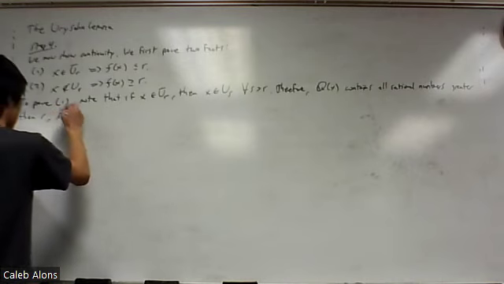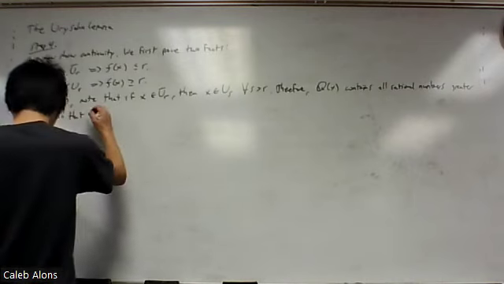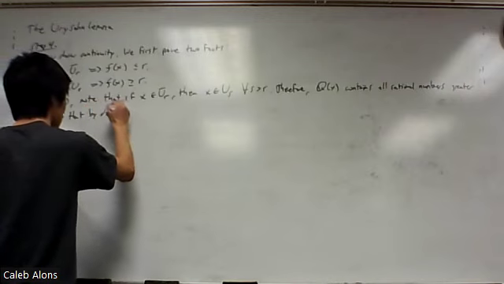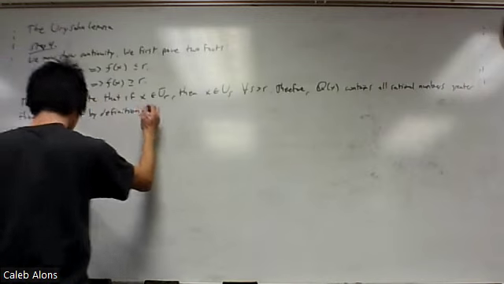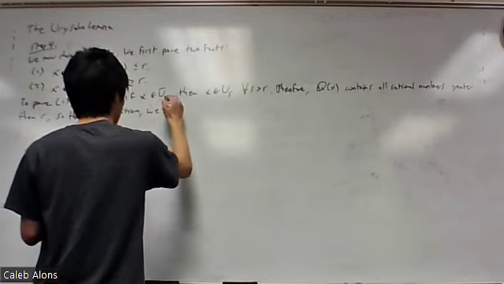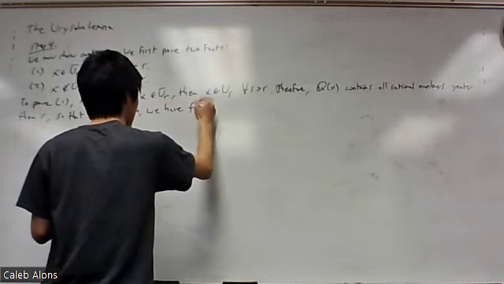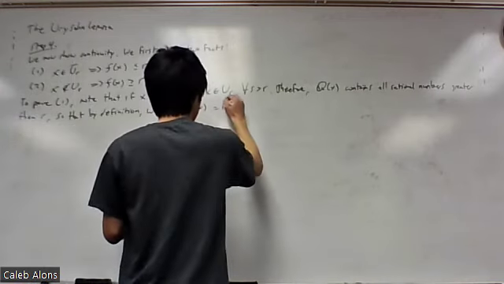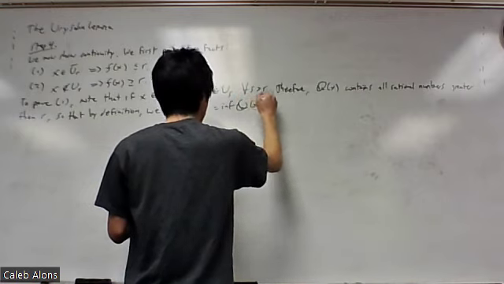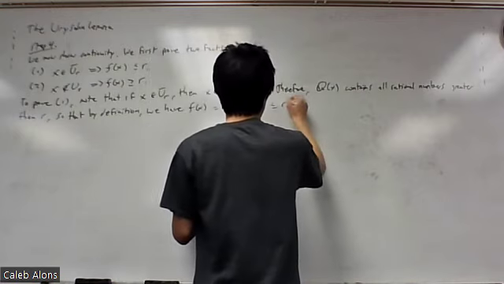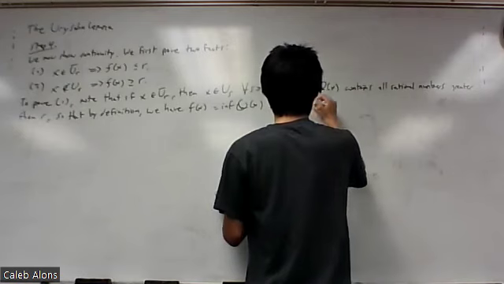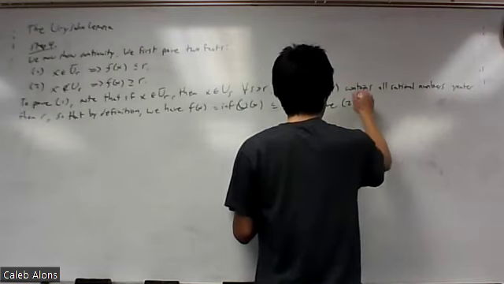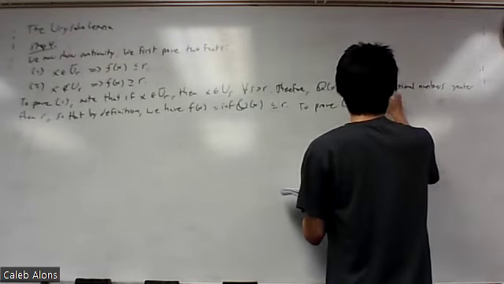So that by definition we have f of x, which is the infimum of Q, would be less than or equal to R. And to prove 2, it's a very similar idea.